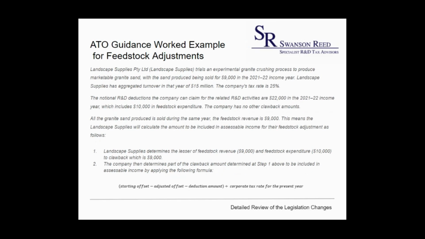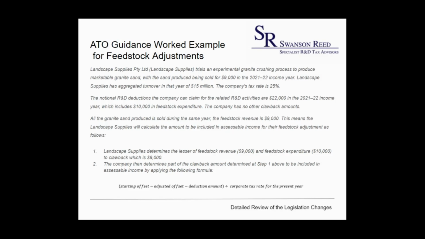The following worked example of the new clawback adjustment for feedstock is available on the ATO website. Landscape Supplies trials an experimental granite crushing process to produce marketable granite sand, with the sand produced being sold for $9,000 in the FY22 year. Landscape Supplies has aggregate turnover in that year of $15 million, and the company's tax rate is 25%.